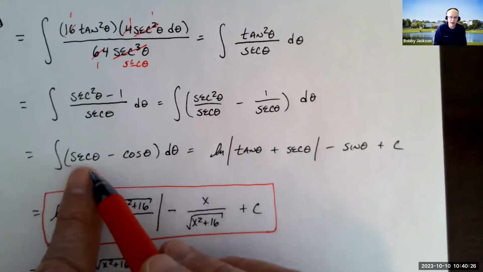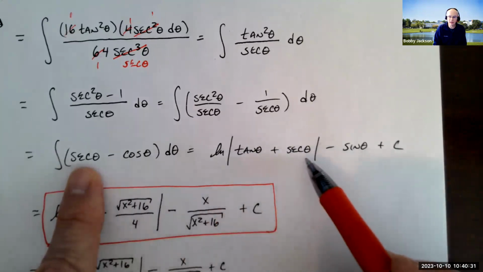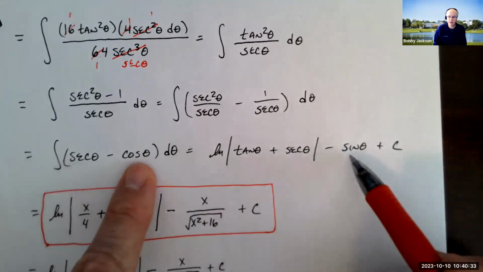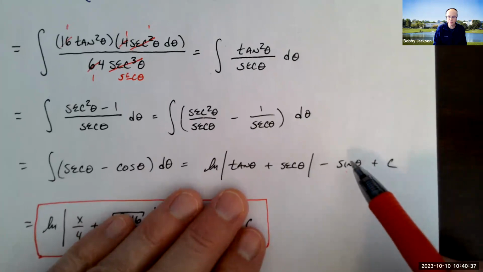We derived that in class. That's the natural log absolute value of tangent theta plus secant theta. Antiderivative of cosine theta is sine theta. So here's our antiderivative in terms of theta.